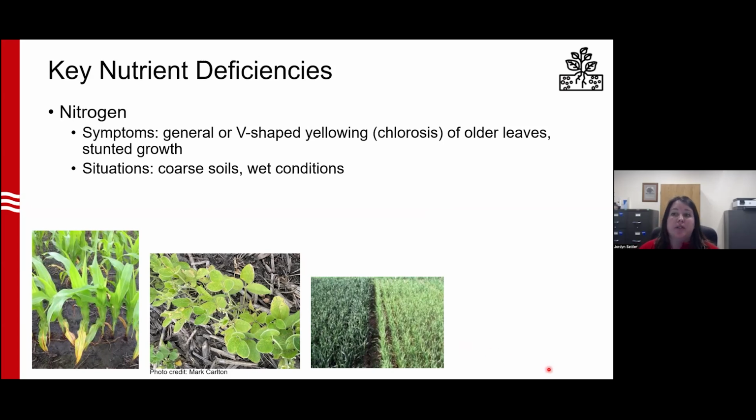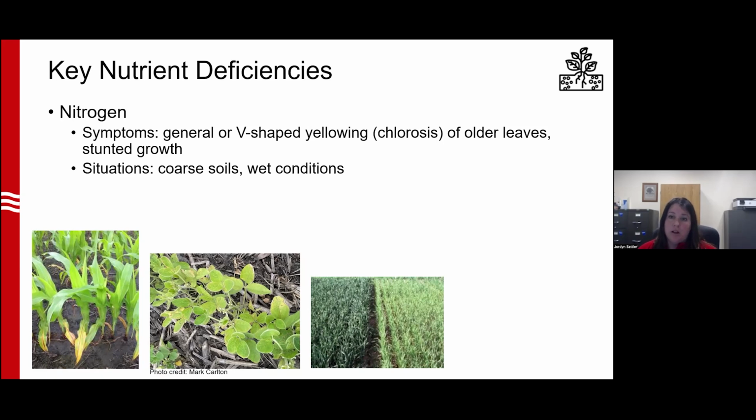Nitrogen is one of the most common nutrient deficiencies that you might find because it's a challenge to manage. Deficiency symptoms will start on older leaves, which are the ones lower on the plant. It looks like general chlorosis or yellowing, or a V-shaped yellowing that extends from the tip of the leaf up the middle or the midrib of the plant. It can also cause stunted growth.